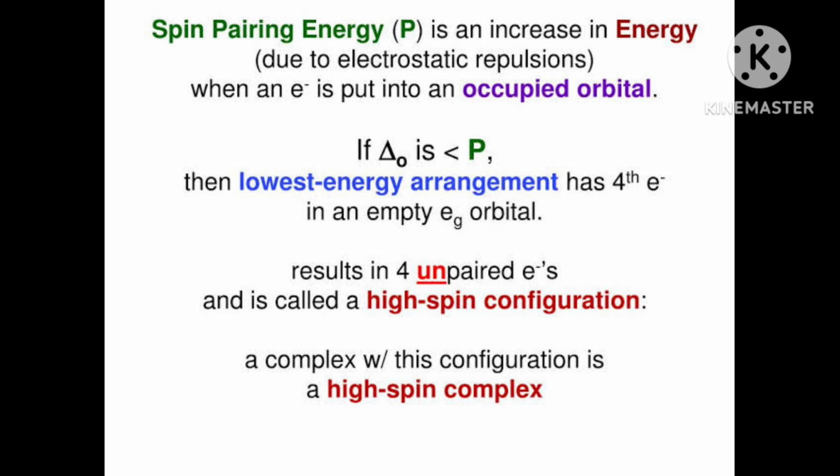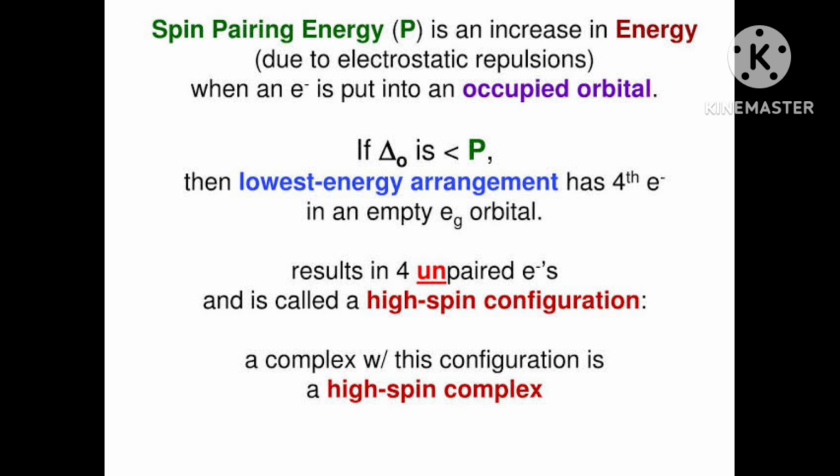Pairing is difficult here, because the splitting energies are not sufficiently large for forcing pairing, and therefore low spin configurations are rarely observed. It will not be paired; it will be high spin only. In tetrahedral, electrons will be high spin, meaning unpaired electrons will be more. Low spin will be rare.